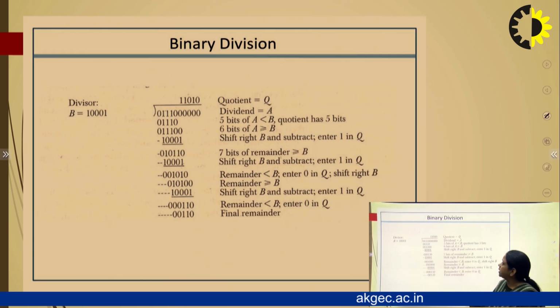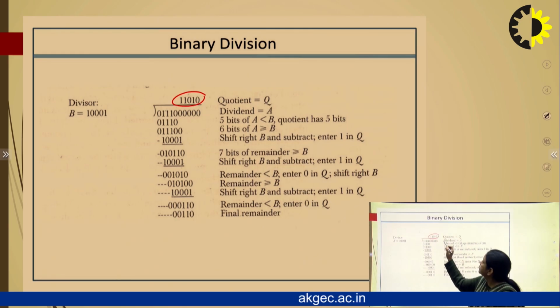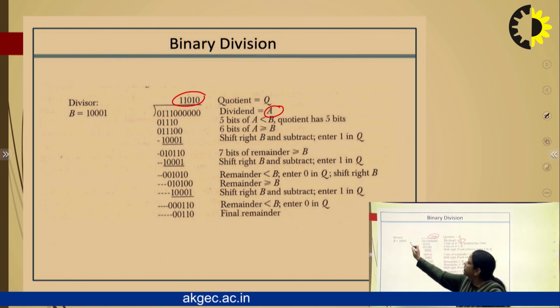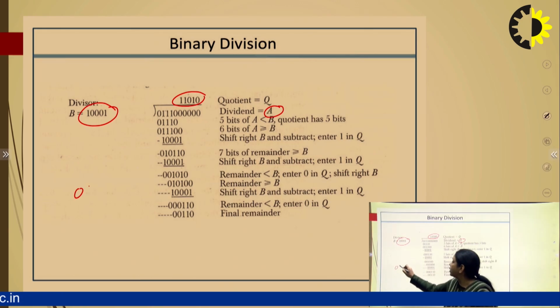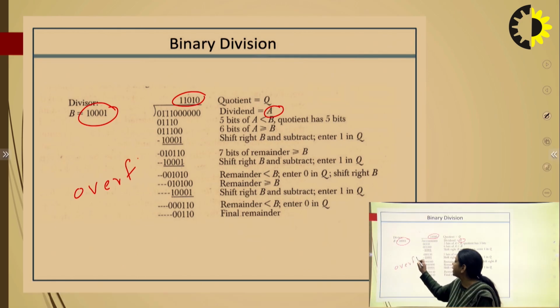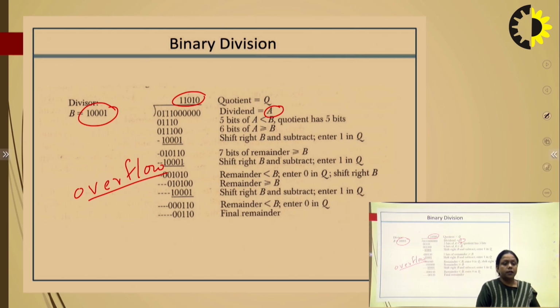You can see here this is the quotient, this is the dividend which is stored in A, and this is the divisor which is stored in B. Now there is one most important thing in binary division, which is the case of overflow. The question is how we can find out the case of overflow. If the size of the quotient is more than the size of the register, then the divide overflow problem will arise. So how will we find out we have an overflow problem in this division?